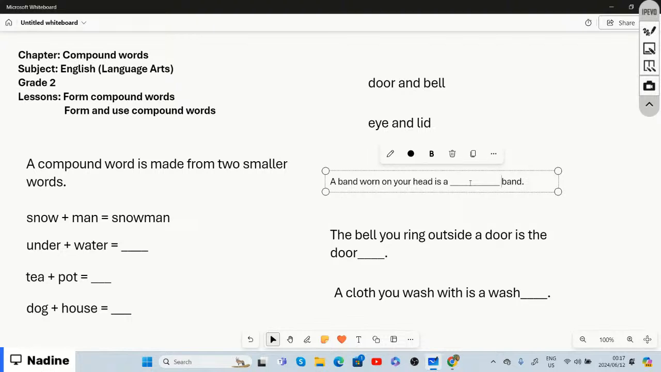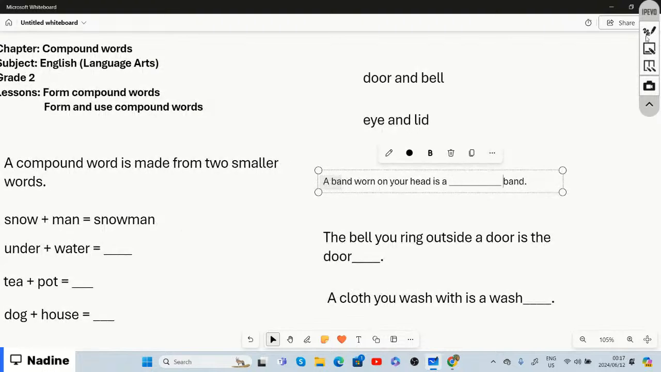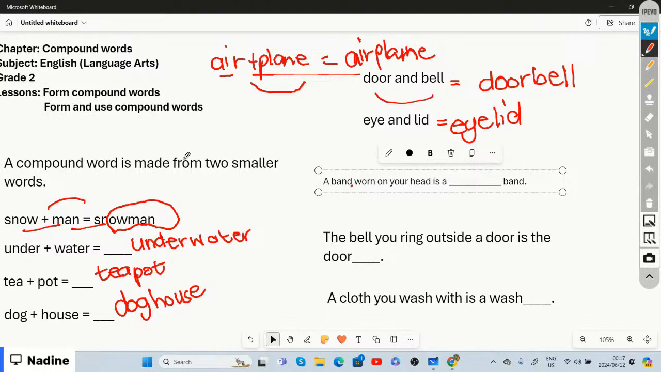So once again, we have a band that is worn on your head. And what do we call that? A what band? All right. So yes, that is correct. If we have a band that is worn on your head, then we can say it's a headband. It is a band that is worn on your head, which is a headband. Yes, well done. So head plus band is headband.